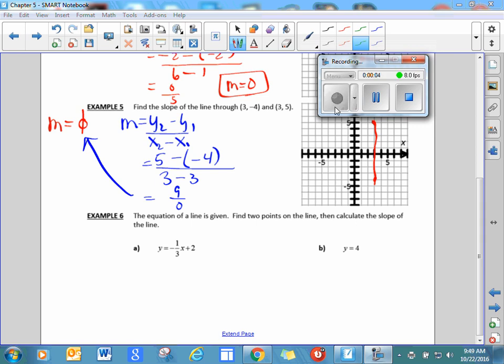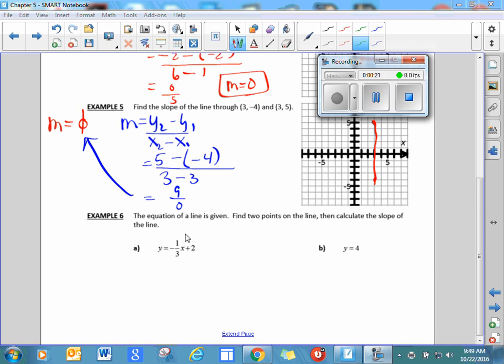Hi guys, we are still on page 3. We've got one last example at the bottom that I want to run through, and then I'll also talk to you a little bit more about the slopes of positive, negative, horizontal, and vertical lines.